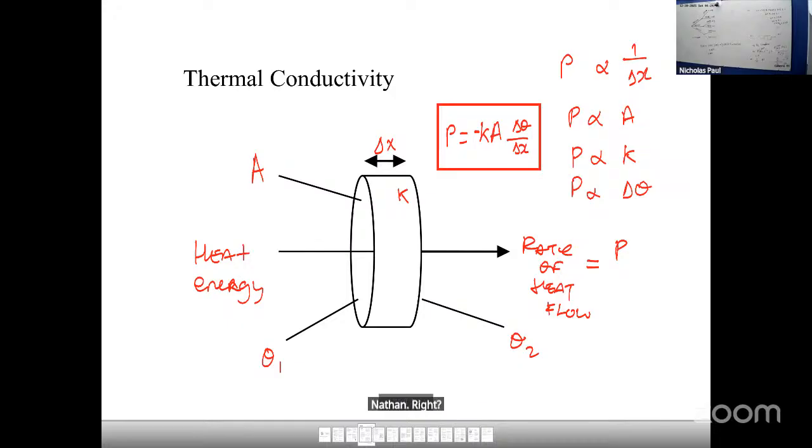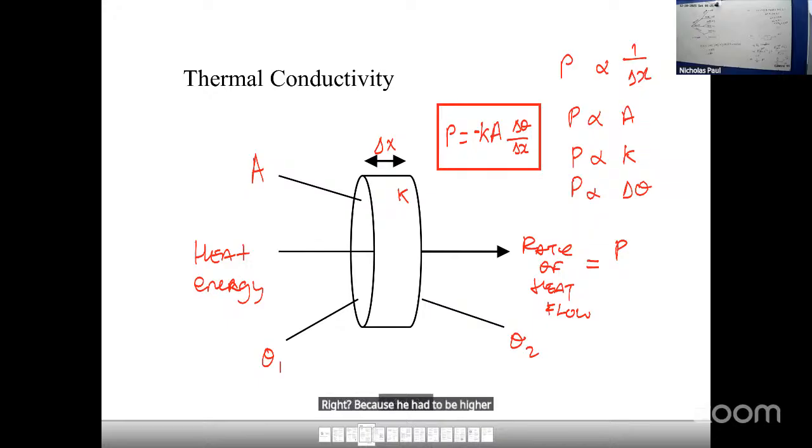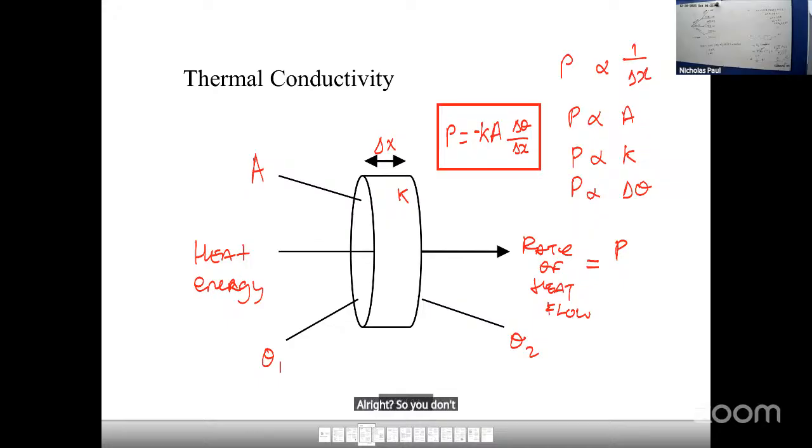Quick question. Why did I squeeze in a minus there? Is heat being gained or lost? Lost, right? So the heat that you have here is being lost as it goes through there, because here is higher, here is lower. So therefore, it will have a little minus sign. The minus sign just indicates that power is being lost. So you don't have to leave it in the calculation. You will see some solutions with it.